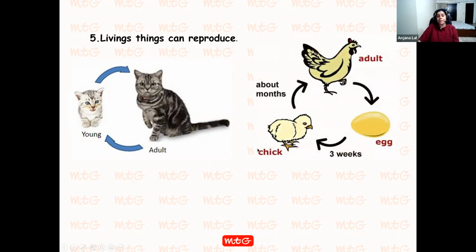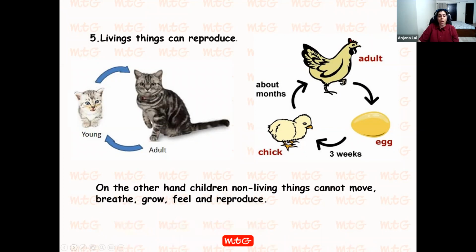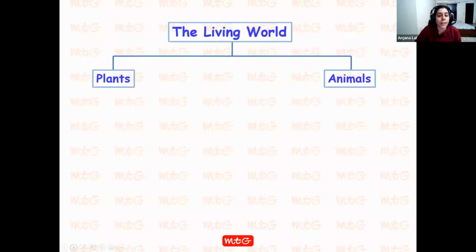And this is the life cycle of a hen. From the egg, when the mama gives warmth, the egg hatches, the chick will come out, and within a few months, it will grow into an adult hen. So this is known as the life cycle. On the other hand, children, non-living things cannot move, they don't breathe, they don't grow, they don't feel, and they don't reproduce. Living things are made up of cells. Non-living things are not made up of cells. Okay, this is another difference.